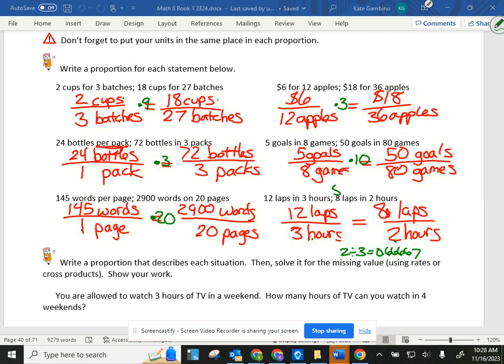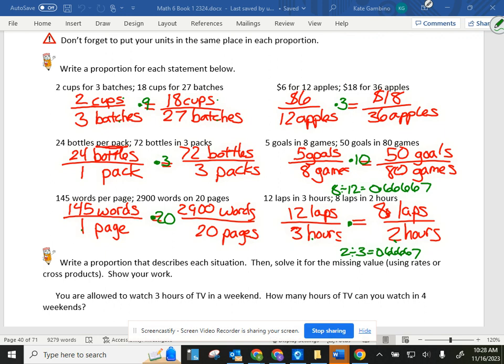So up here, we would do 8 divided by 12, and we get that same 0.66667. So we know if we multiply by that, 12 multiplied by 0.667, we should get 8. And we do.